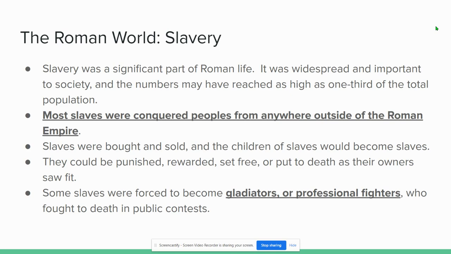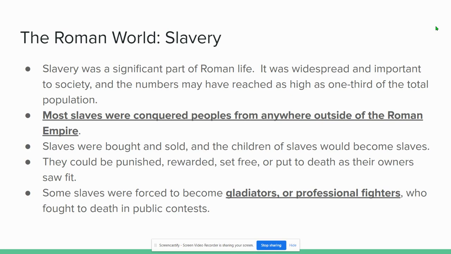Now, most of these slaves were actually conquered from peoples from anywhere outside of the Roman Empire. One example of this, earlier on when we were talking about the Punic Wars: the Carthaginians had fallen to the Roman Empire, and a lot of the inhabitants of Carthage were taken away and sold into slavery. So slaves were bought and sold, and the children of slaves would even become slaves. So it was difficult to get out of that status.